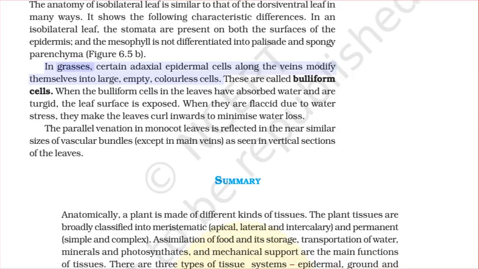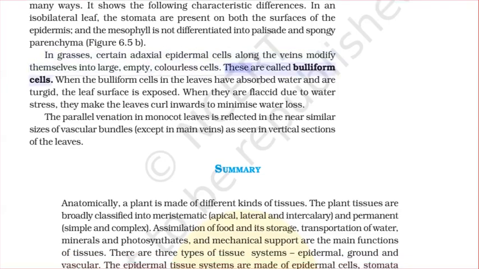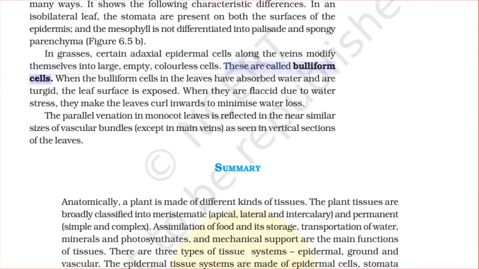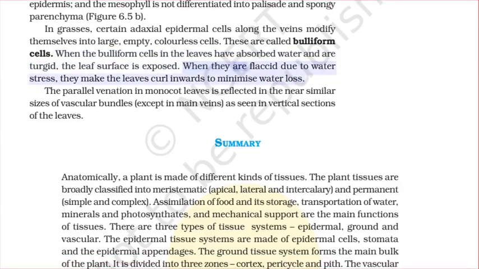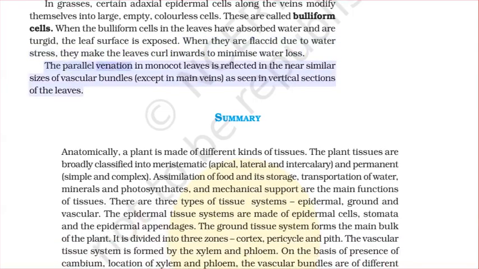In grasses, certain adaxial epidermal cells along the veins modify themselves into large empty colorless cells. These are called bulliform cells. When the bulliform cells in the leaves have absorbed water and are turgid, the leaf surface is exposed. When they are flaccid due to water stress, they make the leaves curl inwards to minimize water loss. The parallel venation in monocot leaves is reflected in the near similar sizes of vascular bundles, except in main veins, as seen in vertical sections of the leaves.